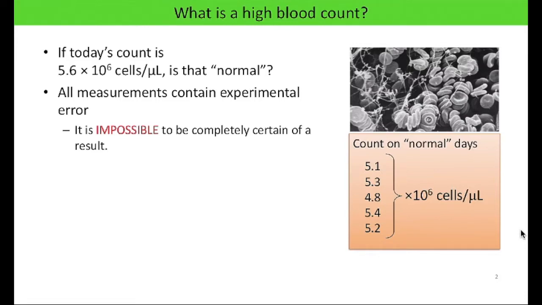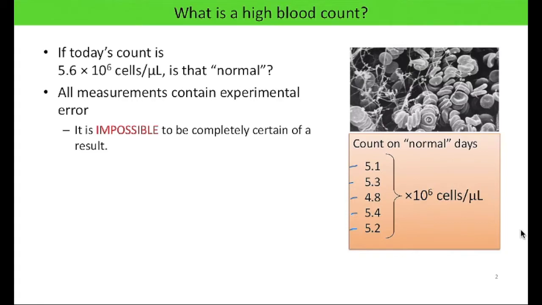An example of this would be: what is a high blood count? If today's blood count is 5.6 million cells per microliter, how do you know that that is a normal blood cell count? Well, you would have to know what normal means. On days when you were healthy, with no underlying conditions, not sick, not experiencing anything unusual, you would have your blood count done then. And then notice that we have a number of different results for those normal days. So this is indicative of error and uncertainty in a measurement.